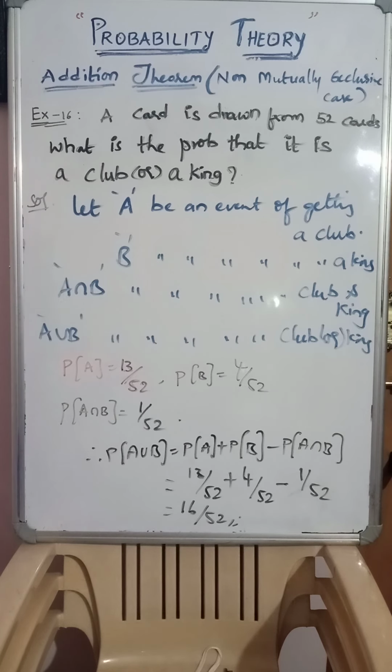Clear guys? So club and king together, club means first of all 13 will be there. In those 13 only one king is there, right? Club and king together only one card, therefore 1 by 52 is a common intersection part, P of A intersection B. Substitute that, you'll be getting the answer 16 by 52.